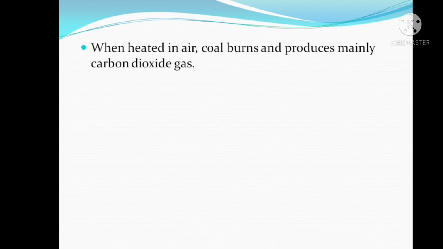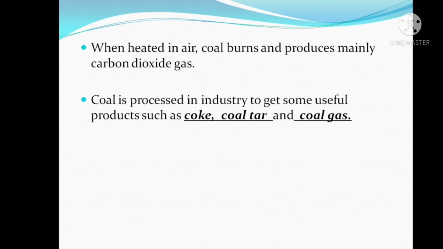When heated in air, coal burns and produces mainly carbon dioxide gas. As you know, whenever charcoal or coal burns, some black colored gas is produced, and that is carbon dioxide. Coal is processed in industry to get some useful products such as coke, coal tar and coal gas. That means with the help of coal, we can produce some other useful products also.